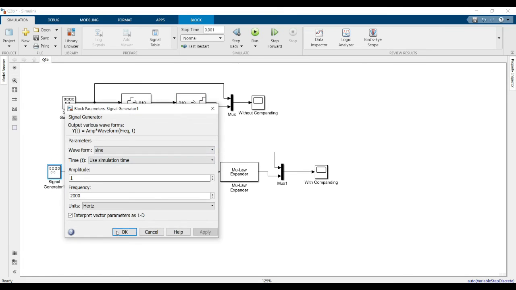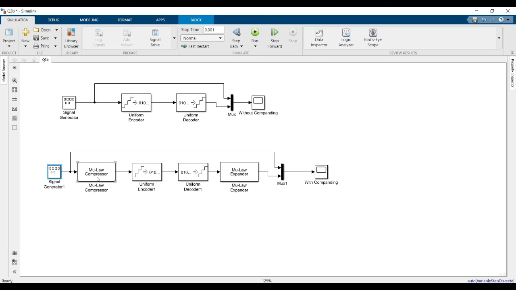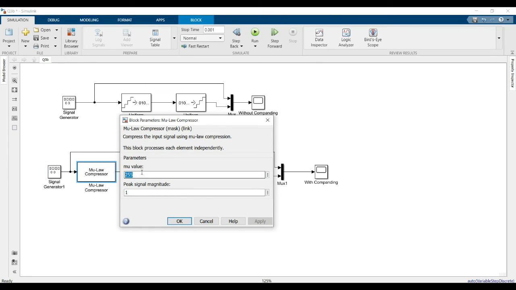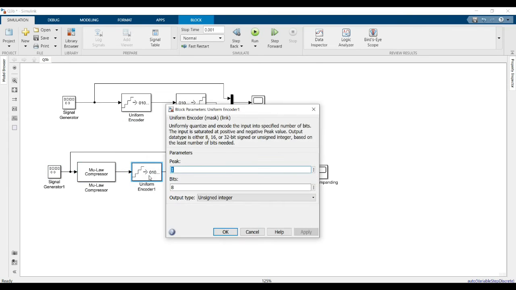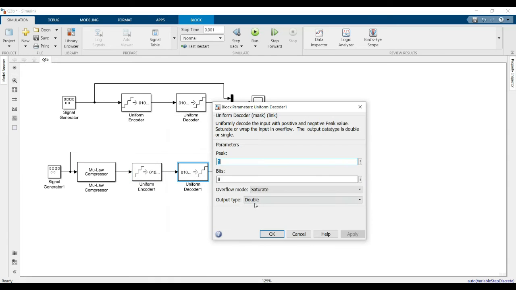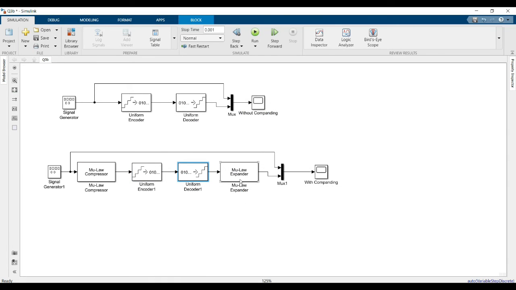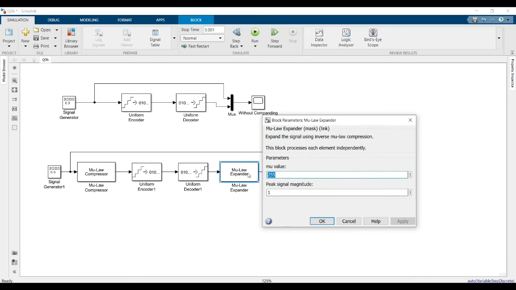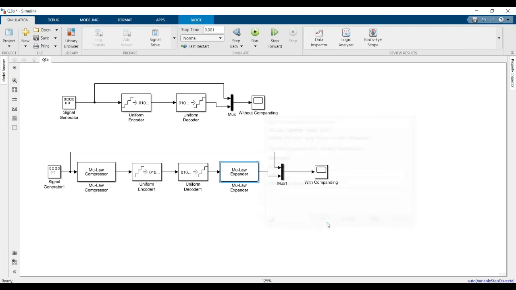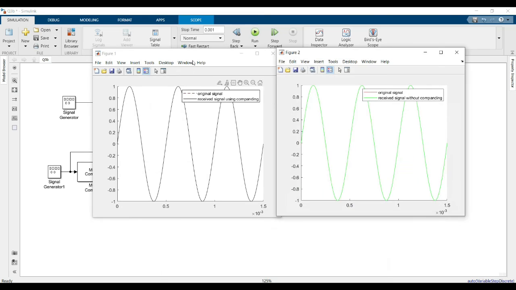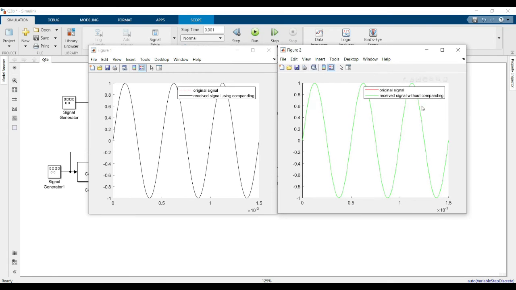We generate a 2 kHz sinusoid, and then we pass it into the mu-law compressor with mu value 255 and peak amplitude of 1. Then we go to the uniform encoder with 8 bits and the uniform decoder with 8 bits also. Then we expand our decoded signal at the receiver side with mu value 255 and peak amplitude 1. Then we multiplex our quantized signal with our message signal. Also, we set our stop time to 0.001. When we run it, we get our quantized signal with and without companding.